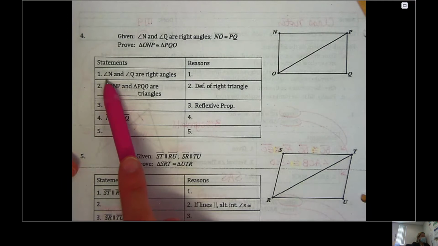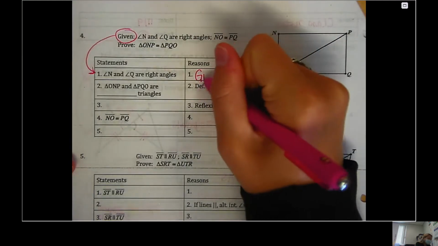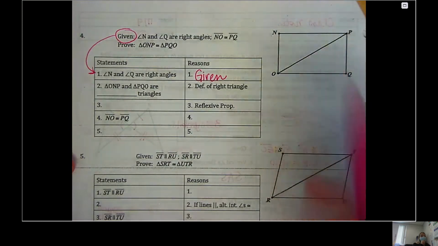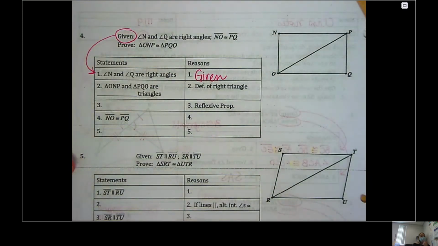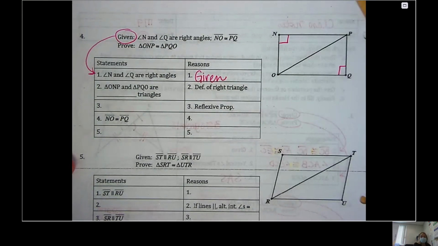First statement, angle N and angle Q are right angles. What's your reason? Given. Very good. There's my first sentence. Which means in my picture here, I should mark that in the picture. Where are you going to mark that? With what? The boxes. Good. Right angle, right angle. Okay.